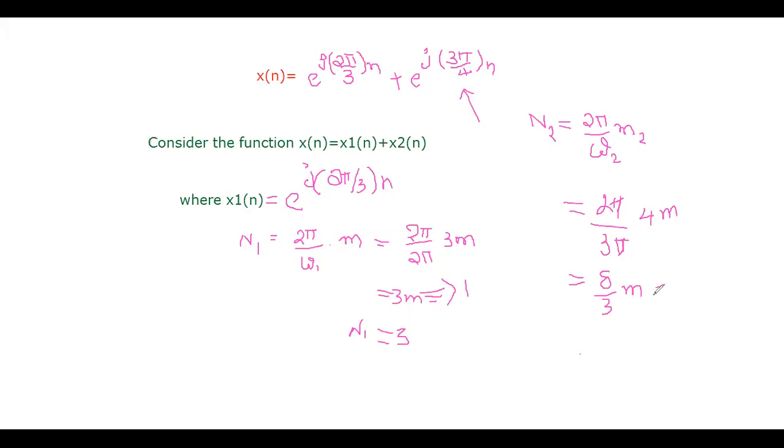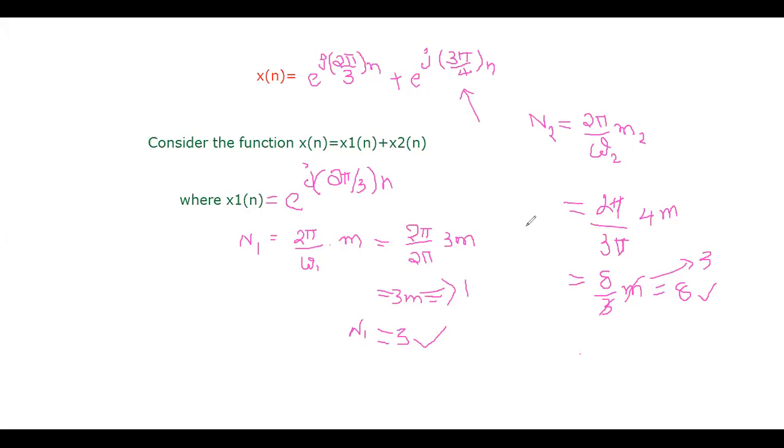Likewise, what is the value you need to substitute for small m in this particular condition that makes capital N2 an integer? So in this case also, if you substitute m is equal to 3 here, this m and this m 3 get cancelled. So finally you will get N2 is equal to 8. So n1 is equal to 3 seconds and n2 is equal to 8 seconds.